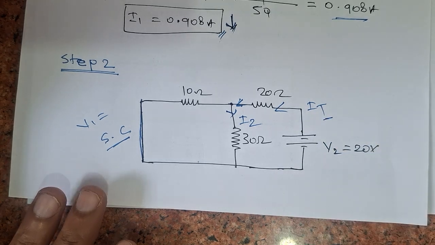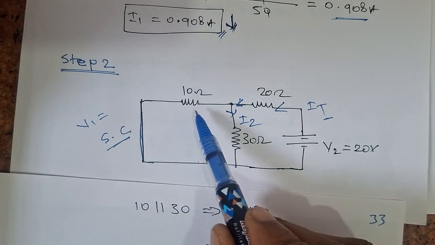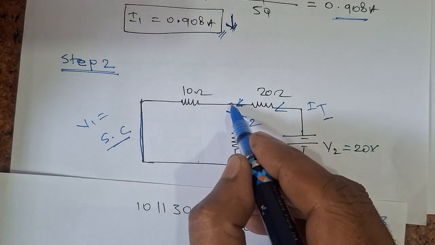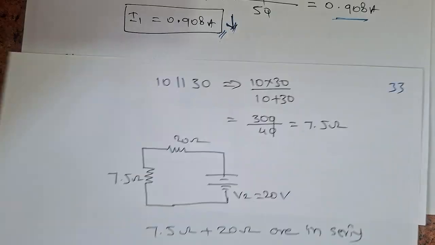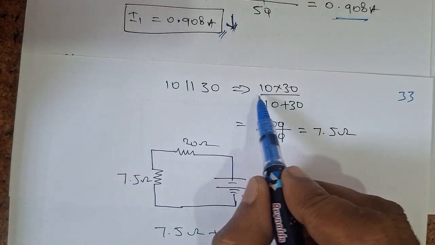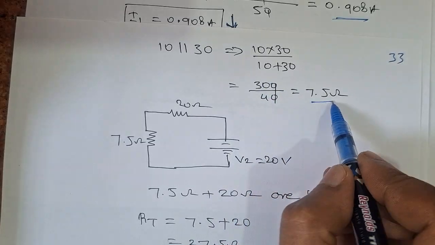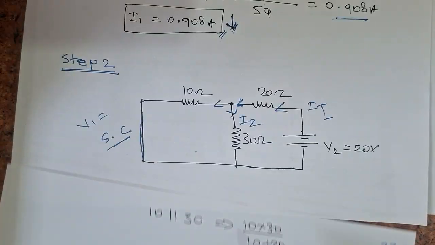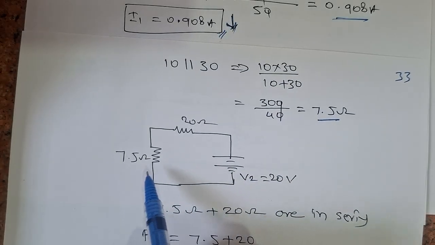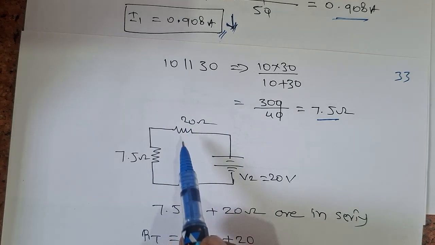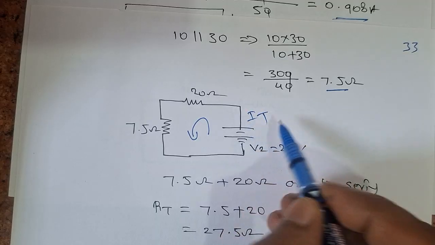So how to find the total current? Whenever current is dividing, you should consider these two are parallel. So 10 and 30 are parallel. Therefore, 10 into 30 by 10 plus 30, 300 by 40, this is 7.5 ohms. The resultant of these two is 7.5 ohms, and we redraw the circuit diagram. 7.5 ohms and 20 ohms. The total current is coming.